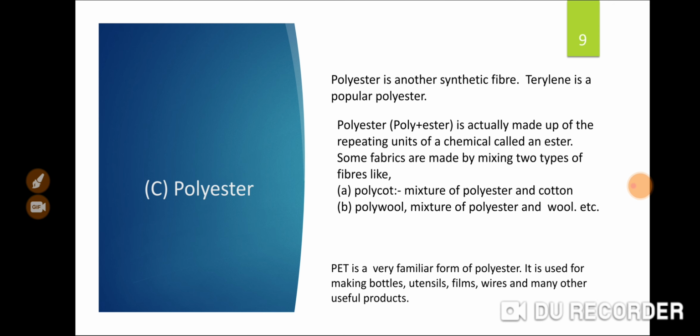PET is a very familiar form of polyester. It is used for making bottles, utensils, films, wires, and many other useful products. PET is the abbreviation of polyethylene terephthalate.